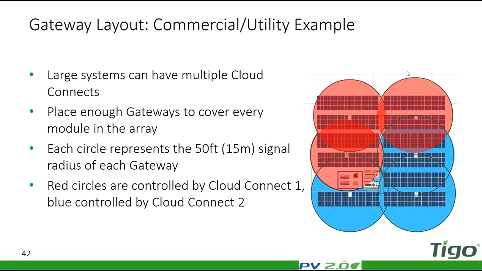In this case, we draw our circles, we count to make sure there are no more than 120 panels in each of the circles, and then they're color coded, or whatever is convenient for you, maybe just numbered, according to which one goes to which Cloud Connect.